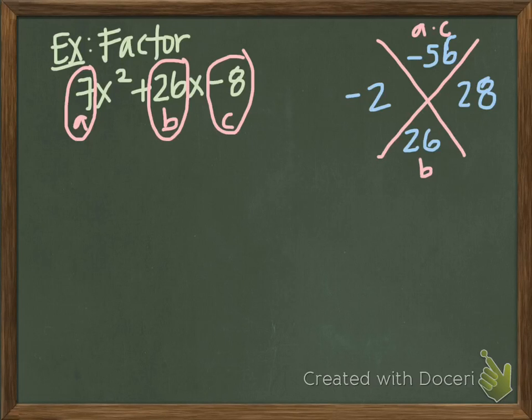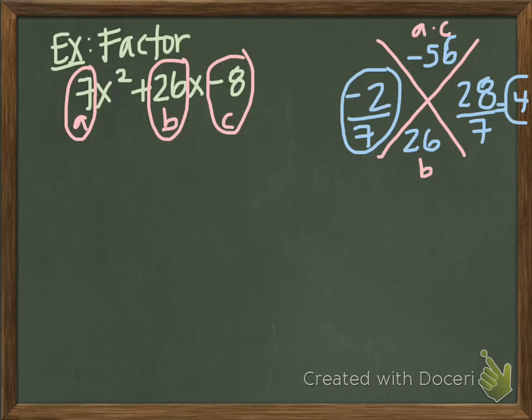Step 5, divide both numbers by A. If A is not 1, well, our A is 7, so we are going to divide both of these by 7, and then we're going to simplify them or reduce them. Negative 2 over 7 is completely simplified, and remember you can use your calculator to do this. 28 divided by 7 equals 4. So this one actually makes an integer. So those are our two numbers.